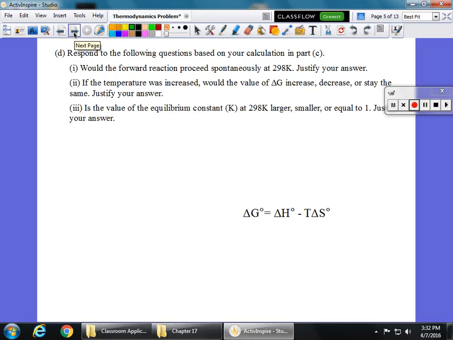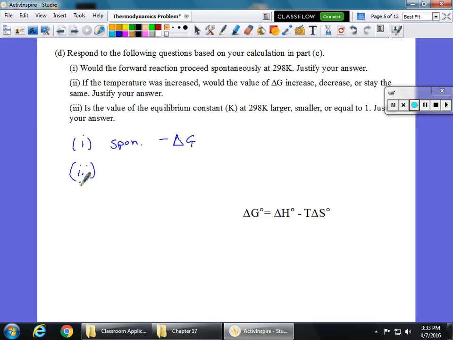Okay, so let's look at the first part. It says, would the forward reaction proceed spontaneously? Well, let's go to letter I here. Yeah, it's going to be spontaneous. Definitely going to be spontaneous, and it's going to be spontaneous because your delta G is negative. And that's what happens if you get a negative value for delta G. Now, if you calculated a positive delta G, then you're going to have to say it's non-spontaneous. It should be consistent with what you said back in part C.